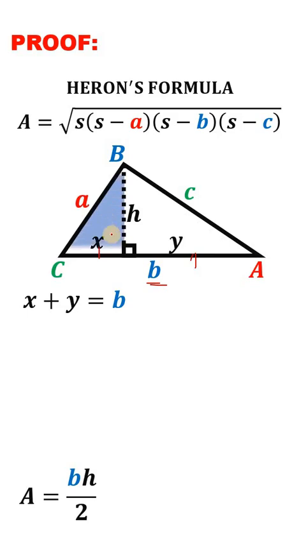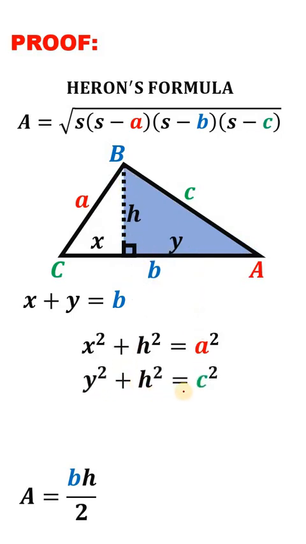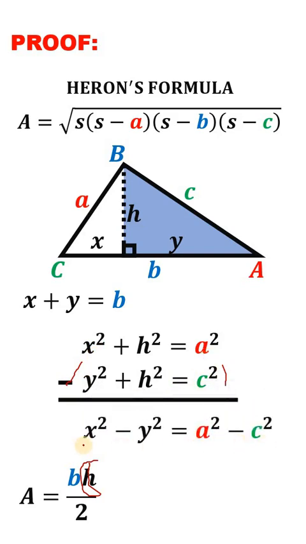Now, using this right triangle right over here, let's use the Pythagorean theorem. So if we do that, we get x squared plus h squared equals a squared. And using the second right triangle, using the Pythagorean theorem again, we have y squared plus h squared equals c squared. And take note that our goal is to replace this variable h, or the height, in terms of side A, side B, or side C. Now, what we're going to do is to eliminate this h squared, and to do that, let's subtract these two equations. And if we do that, we get x squared minus y squared equals a squared minus c squared.